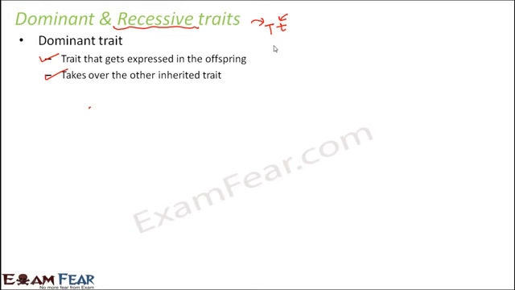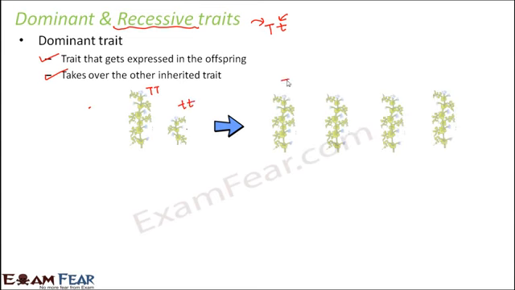So in this case, for example, capital T is dominant over small t. The trait which is dominant here is tall. So the tall trait is dominant over the dwarf trait, and that is why the tall trait gets expressed, and in the F1 generation, all the individuals are tall. So that is the simple example. This was capital T, this was small t, and all of them were tall. That was because the capital T is dominant over the small t. So that is the example of a dominant trait.